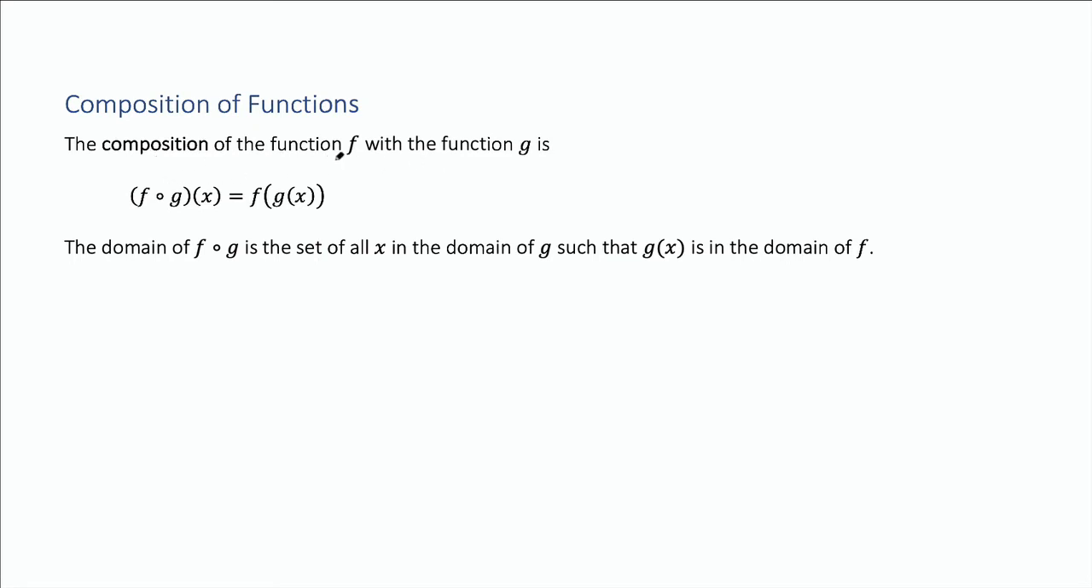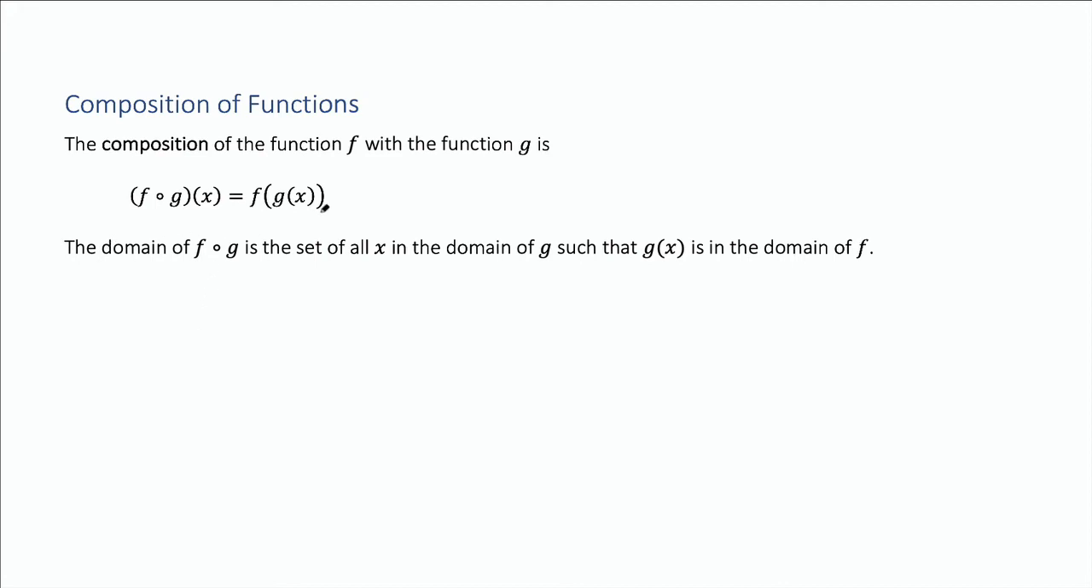The composition of the function f with the function g is, and then we've got this notation here, f, and this little circle here we would just read as composed with. So f composed with g of x, and that by definition is simply f of g of x. Notice that g of x here is the input to the function f.